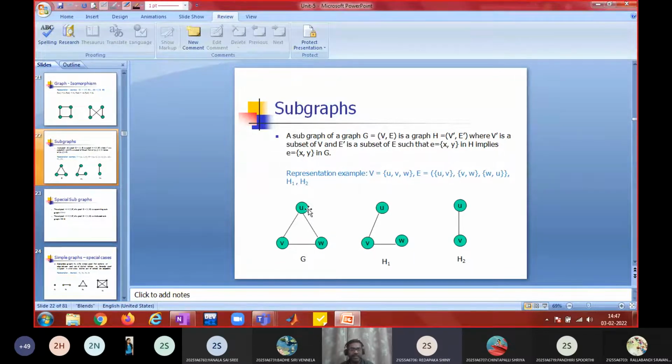Broadly speaking, if this is obtained from the original graph by deleting a few vertices or a few edges, that is called a subgraph. You can see this edge is deleted, so this is a subgraph. And u comma v, two edges and one vertex are deleted, this is one subgraph. Like that you can generate several subgraphs from a given graph. Is that okay? Yes, sir. Okay, so subgraph is over.